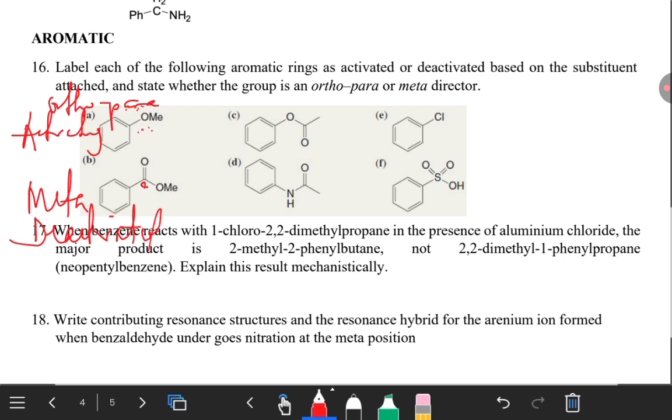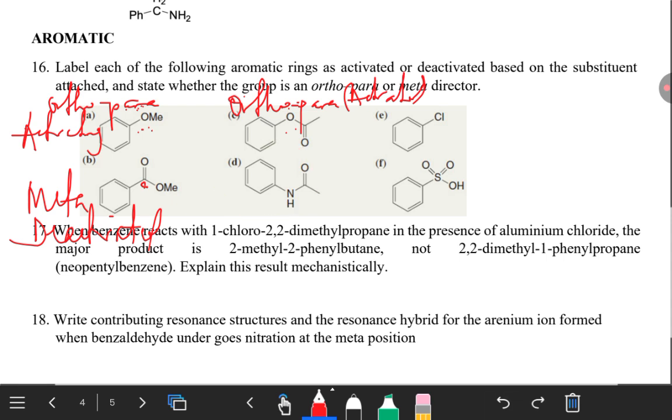Then let's look at C. C is similar to the first one, which was A. This oxygen has lone pairs of electrons, so it can donate electrons to this phenyl or benzene ring, therefore activating the benzene ring. So it is Ortho-Para, an activator.